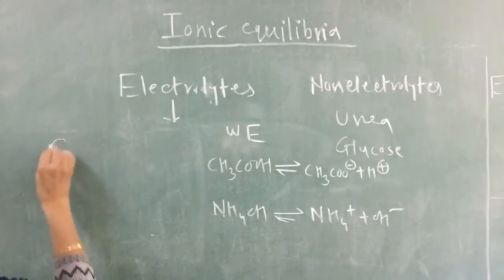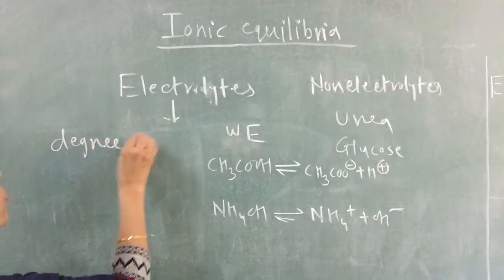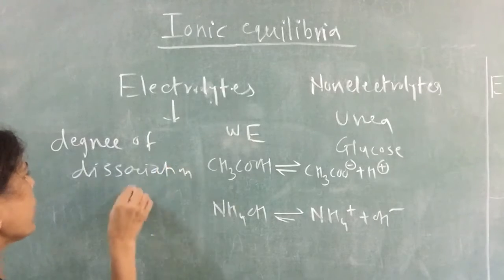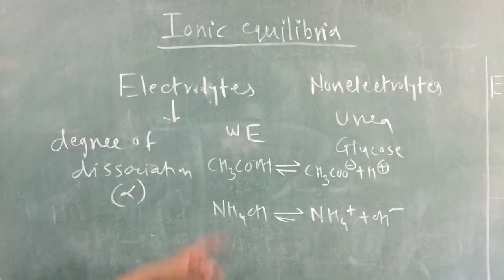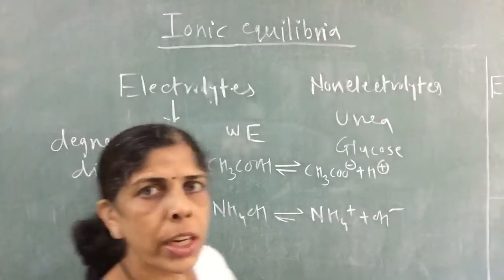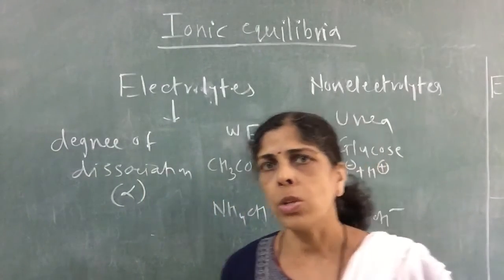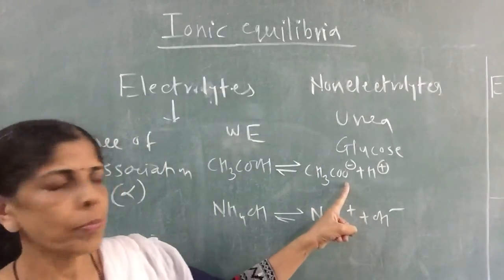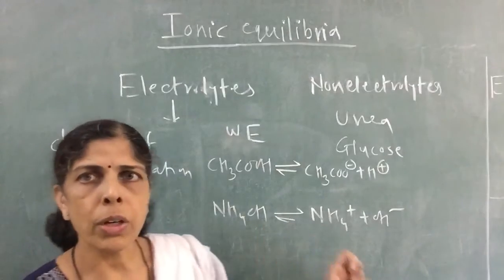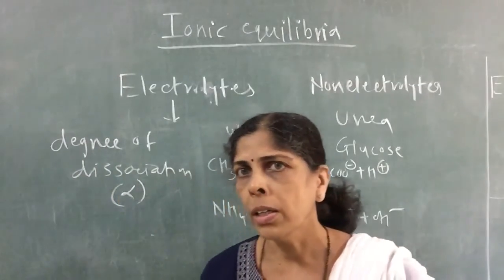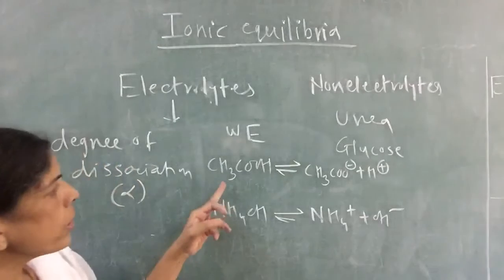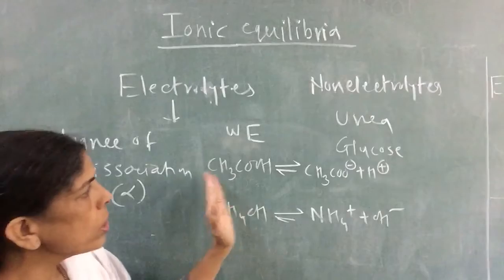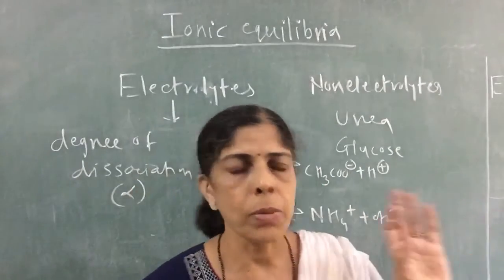See, degree of dissociation, that is alpha. Okay. Weak electrolytes like acetic acid or ammonium hydroxide will undergo partial dissociation. All the molecules of them are not going to undergo ionization or dissociation. So when the equilibrium is reached, when the rate of forward reaction and rate of reverse reaction are equal, okay, at that time, whatever fraction of the total number of moles initially taken will undergo dissociation, that is nothing but degree of dissociation.